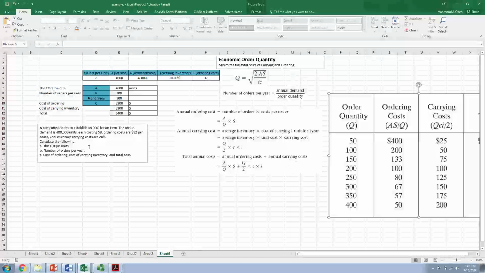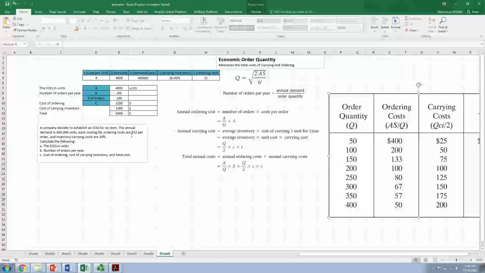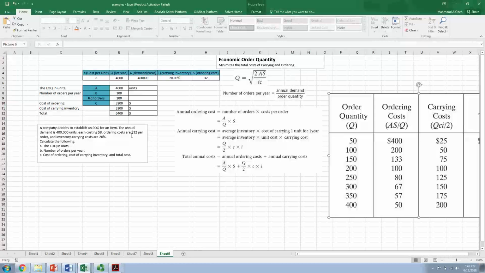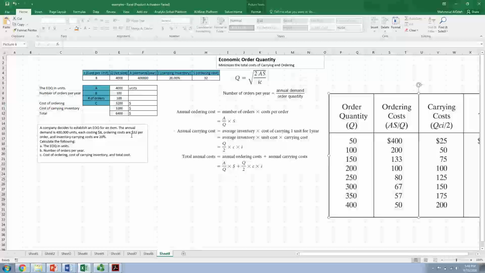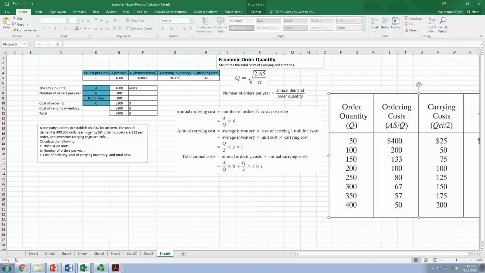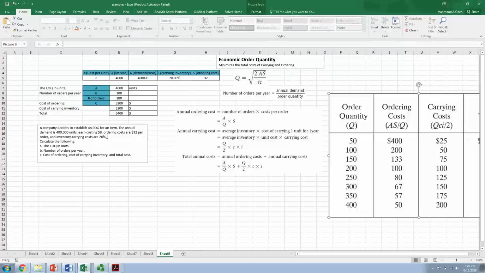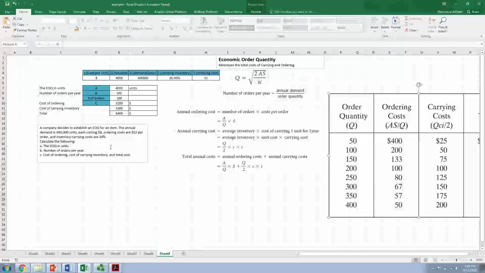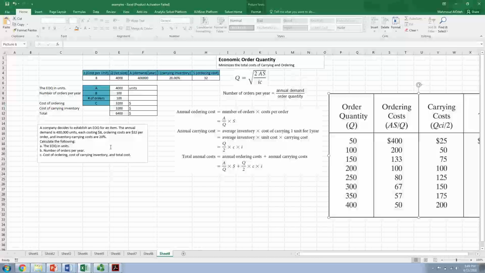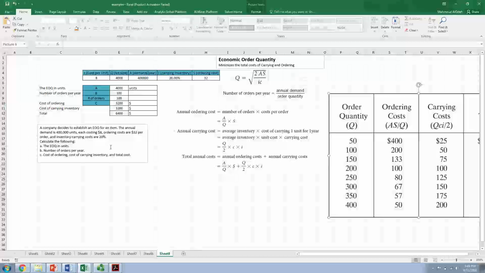Here's an example that will clarify everything. A company decided to establish an EOQ for an item. The annual demand is 400,000 units. Each unit costs $8. Ordering cost is $32 per order, and inventory carrying cost is 20%. Calculate the EOQ in units, number of orders per year, cost of ordering, cost of carrying inventory, and total cost.